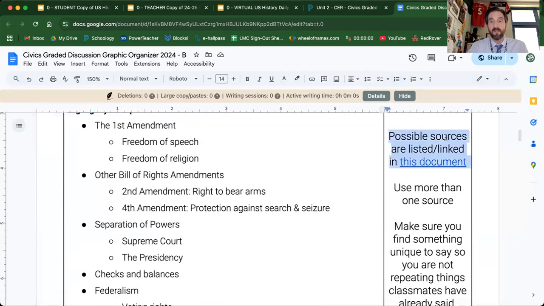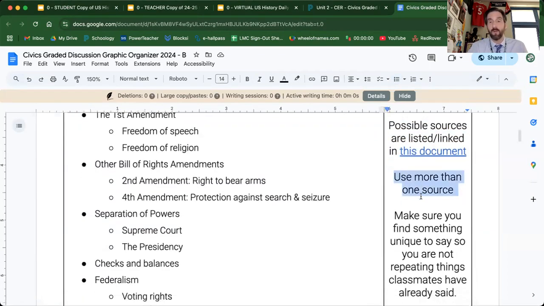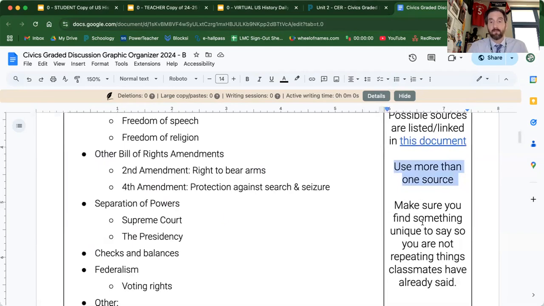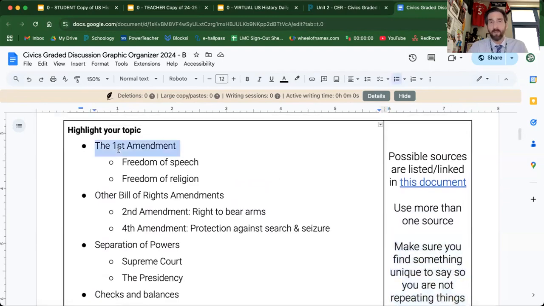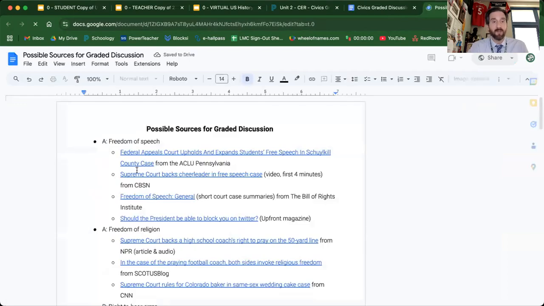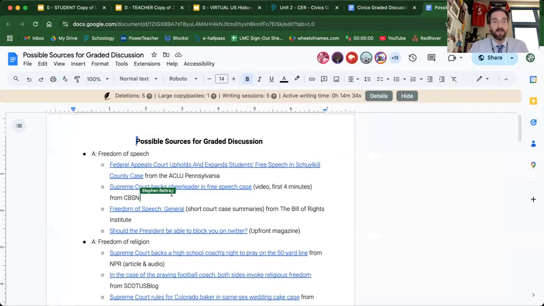When you look at these possible sources that are linked in this document, we'd like you to use more than one source. You want to make sure you find something unique to say, so you're not just repeating the same things your classmates have said. There could be 2 people in the same group with the First Amendment. There could be 2 people talking about freedom of speech. And if you look at the document, you want to make sure you have multiple sources so that not every person is talking about this cheerleader and Snapchat. It's a really popular topic that people like to talk about. So you want to make sure you have more than just that one source or that one story.